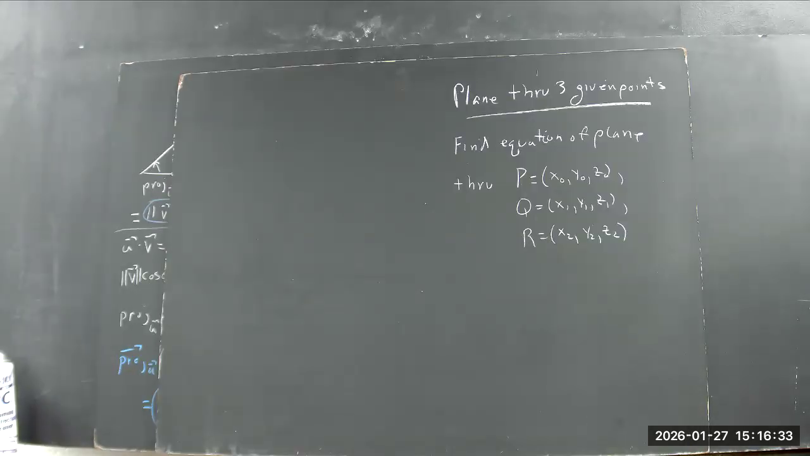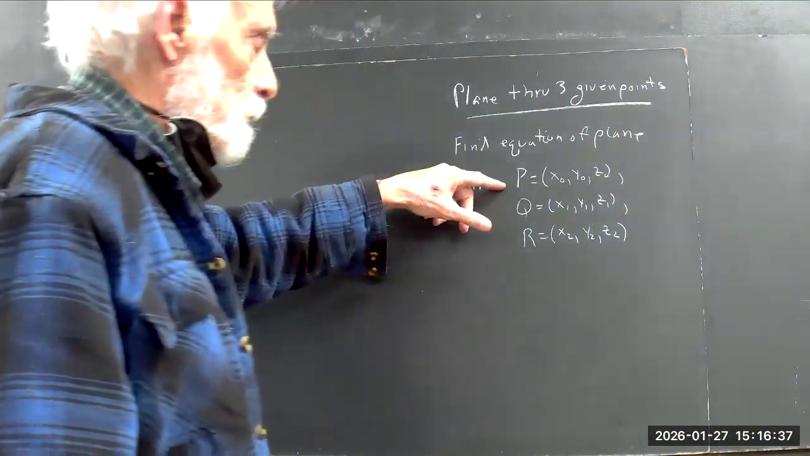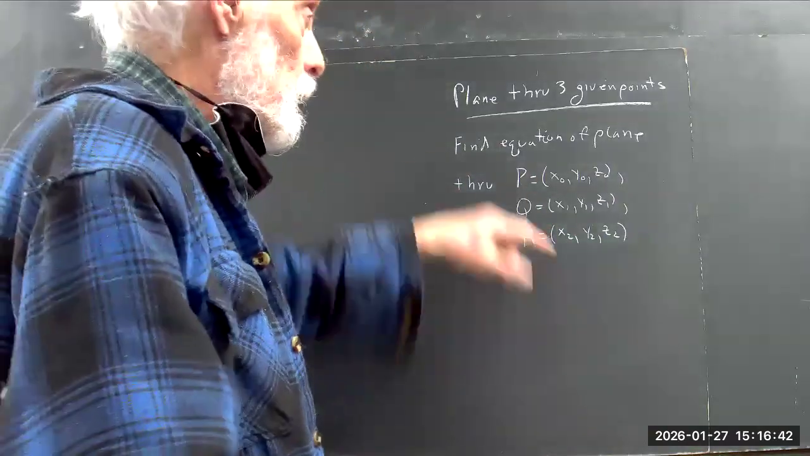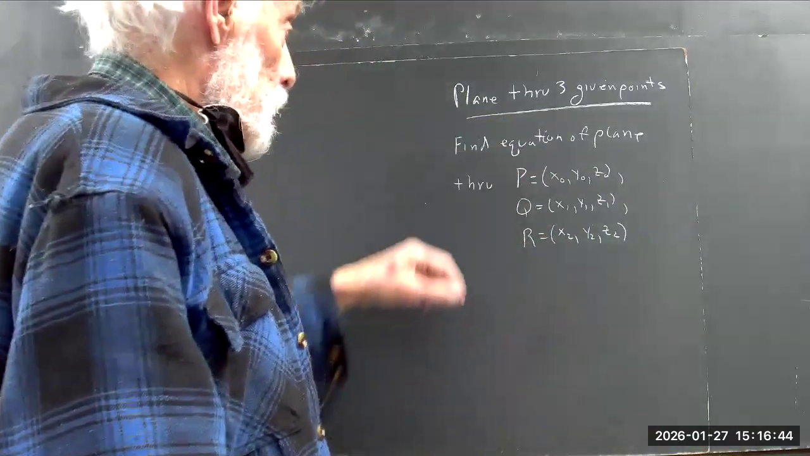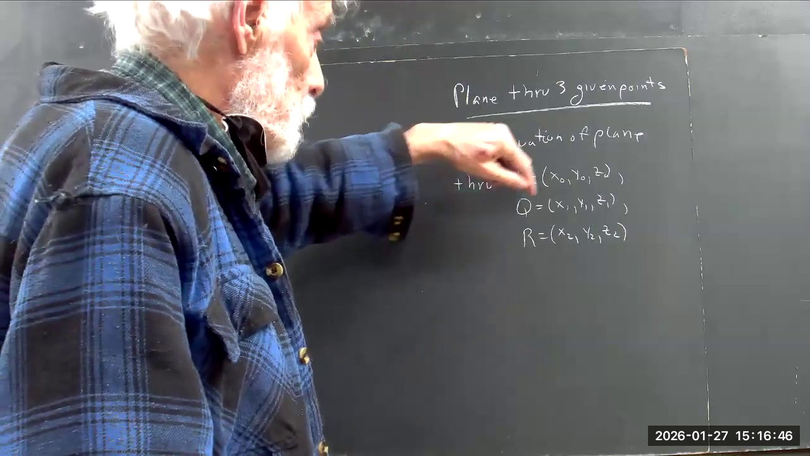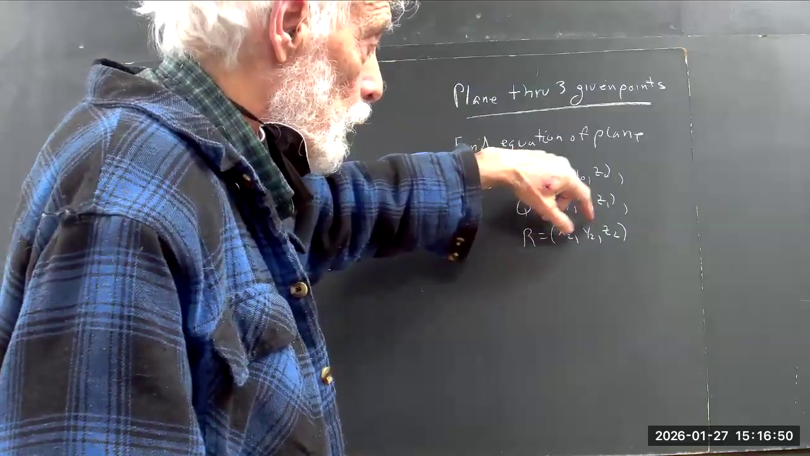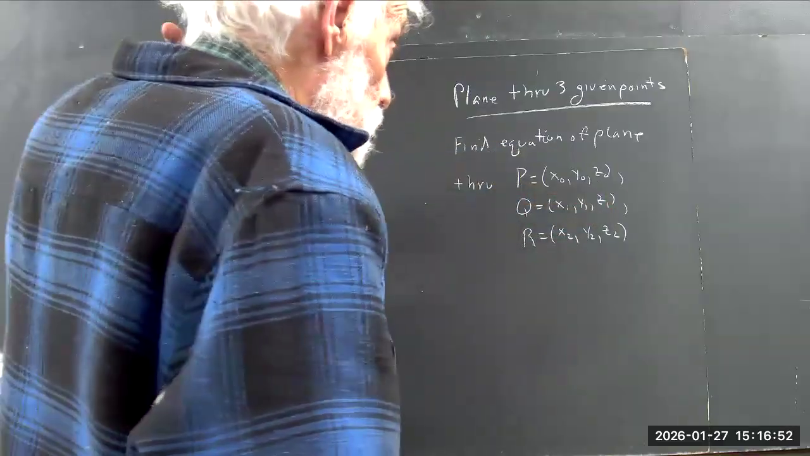Now, suppose we want to find the plane through three given points. P, we'll call x naught, y naught, z naught, whatever the numbers are. Q is x1, y1, z1. R is the point x2, y2, z2.